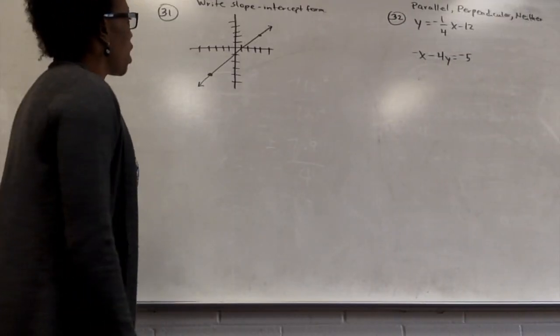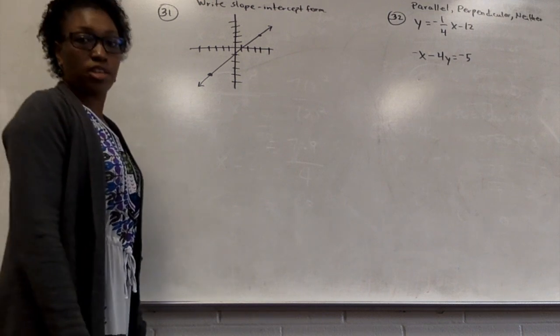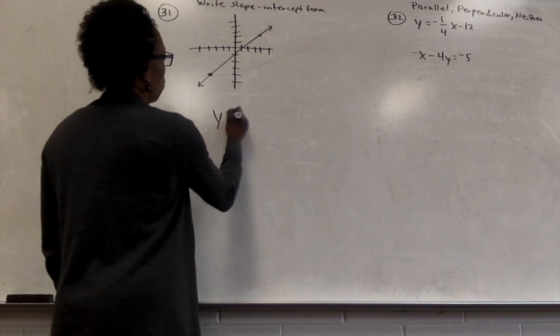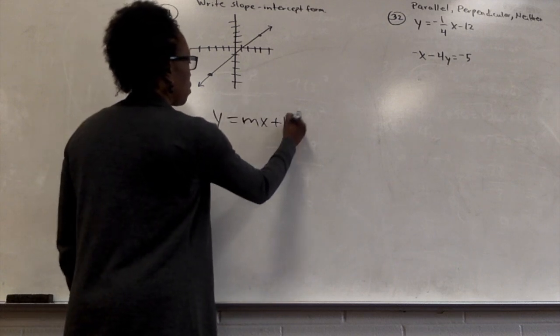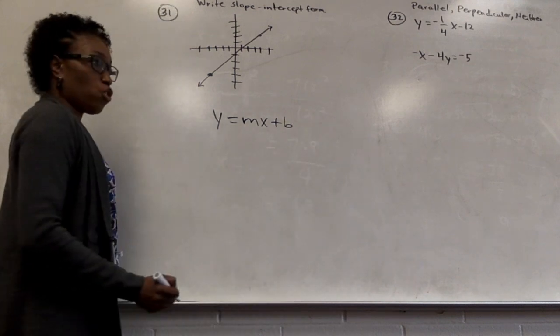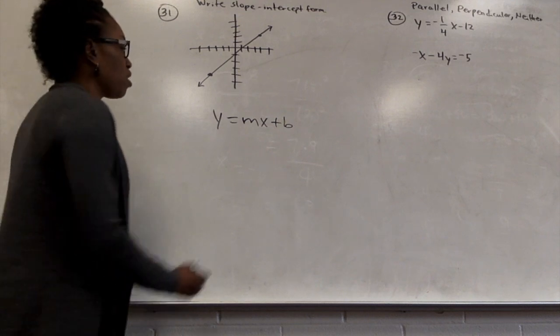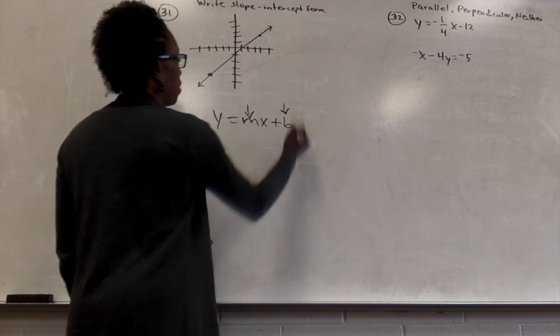So in this problem, we have a graph, and we want to write the slope-intercept form of this line. So the first thing we need to do is we need to know the formula for slope-intercept form. Y equals mx plus b. Now, your y and your x are your variables. They stay the same. You won't change them. So we will be replacing the m and the b.